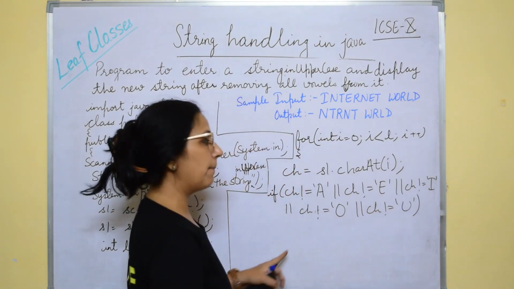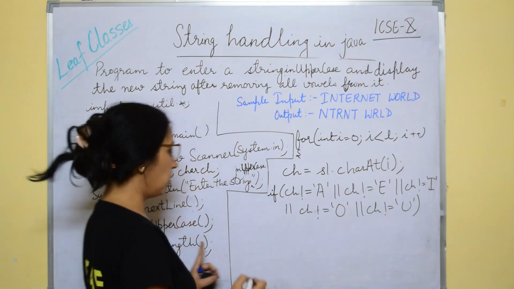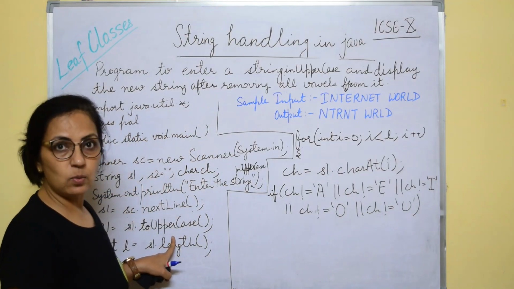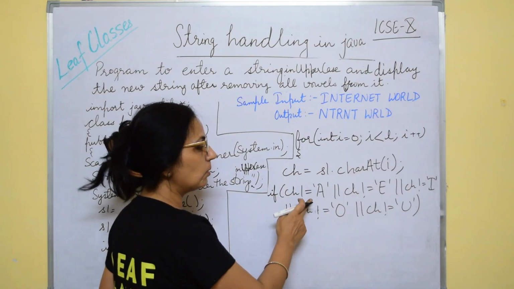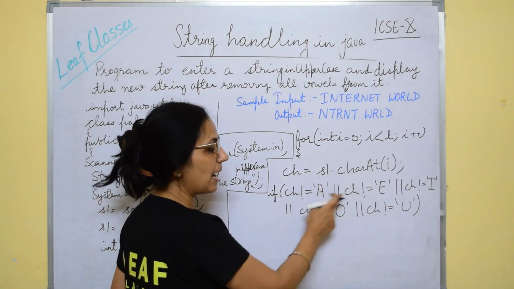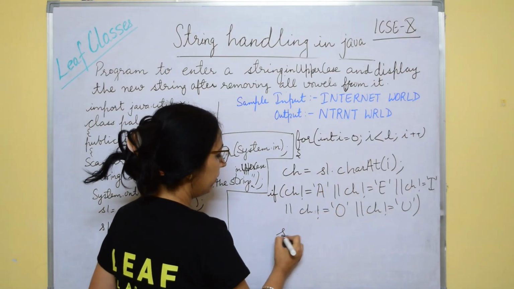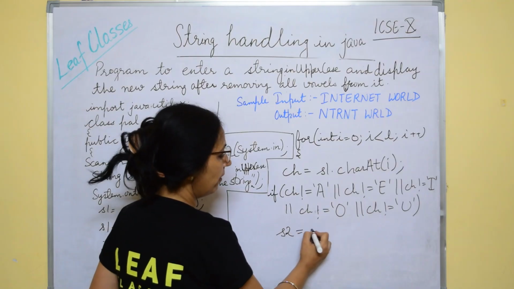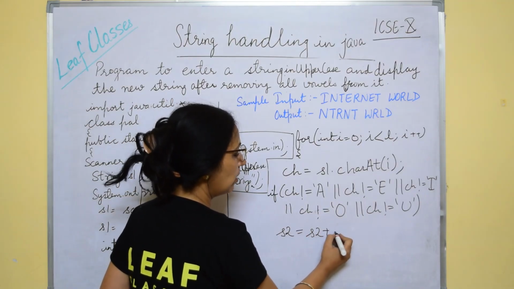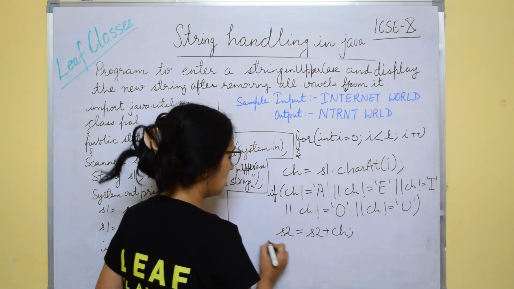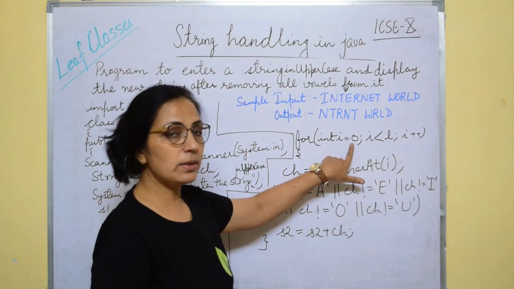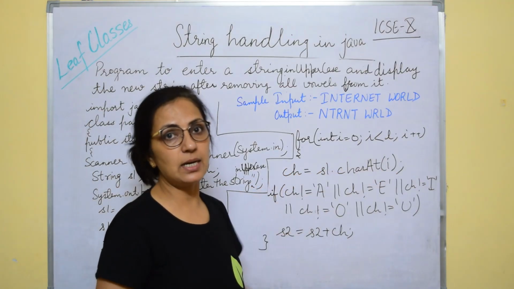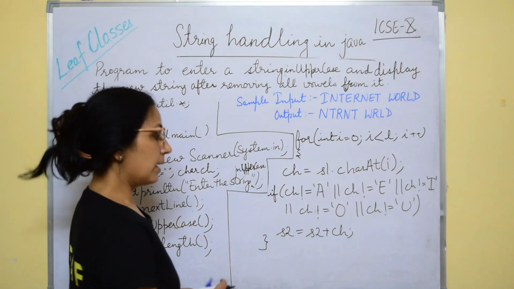We don't have to compare for lowercase because we know that the string is converted into uppercase. If this condition is true, that means the character extracted is not a vowel, then in S2 we will add that: S2 equals S2 plus ch, and we will continue this from the 0th index number till the last index number of the given string.